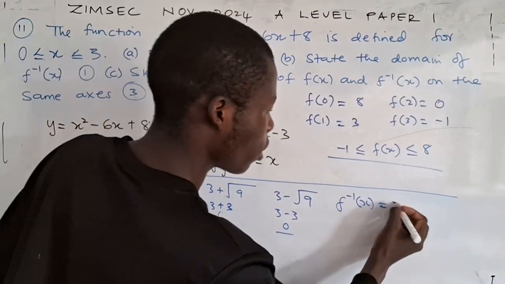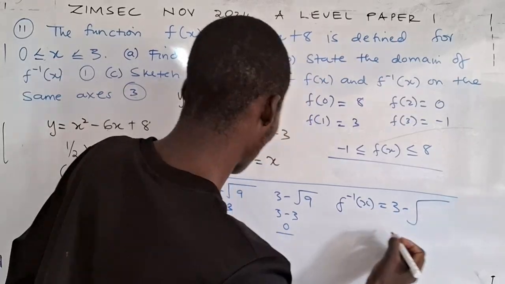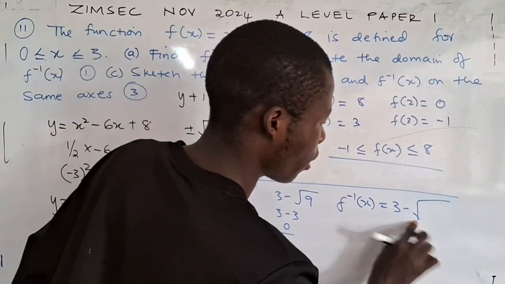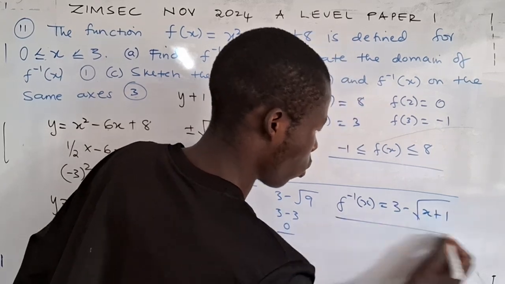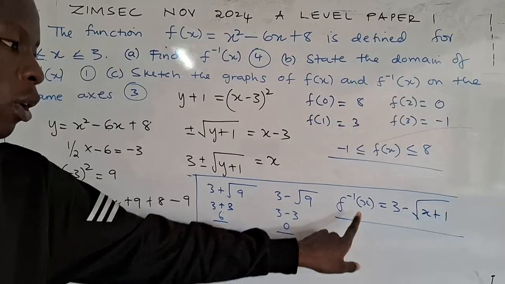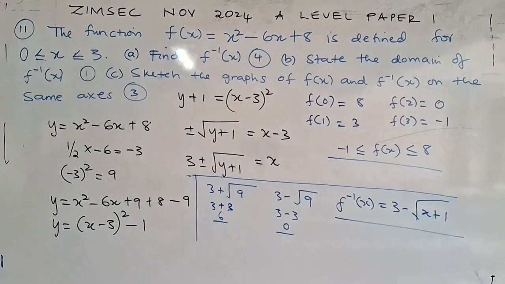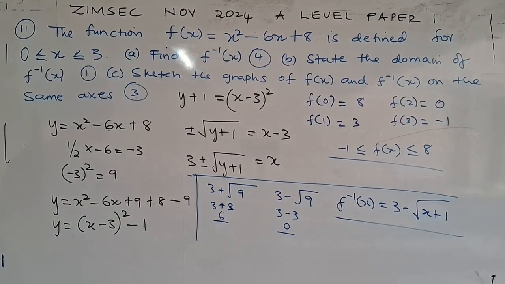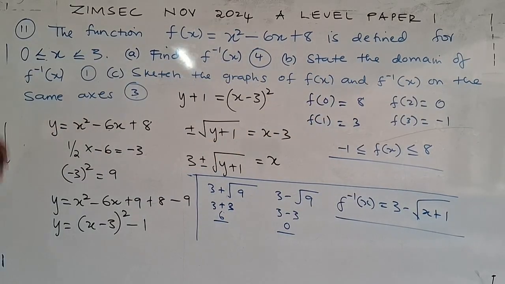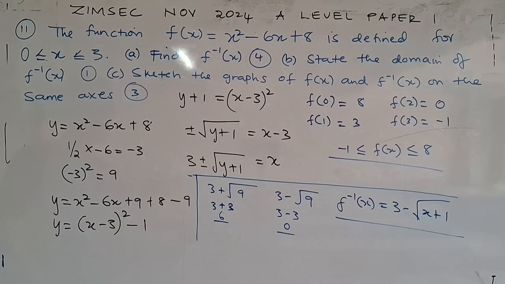So the final answer is the inverse of this one is equal to 3 minus the square root of, you remove this y, you put an x plus 1. This is the final answer. The inverse of f of x is equal to 3 minus the square root of x plus 1. The next question is saying state the domain of the inverse of f of x.